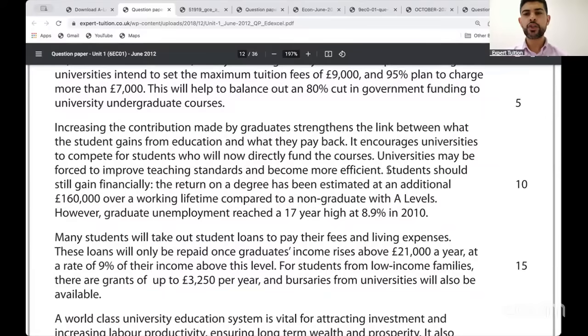So it goes, students should still gain financially. The return on a degree has been estimated at an additional £160,000 over a working lifetime compared to a non-graduate with A levels. Do you guys agree that's an obvious quote? Yeah, you quote it, you go, oh, according to the extract, people go to university, they earn more money than people that don't go to university. Easy in application, yeah? All right, let's deal with external benefits.